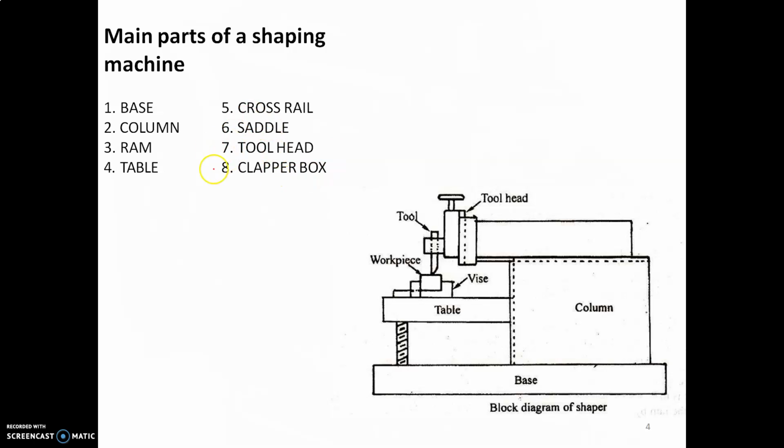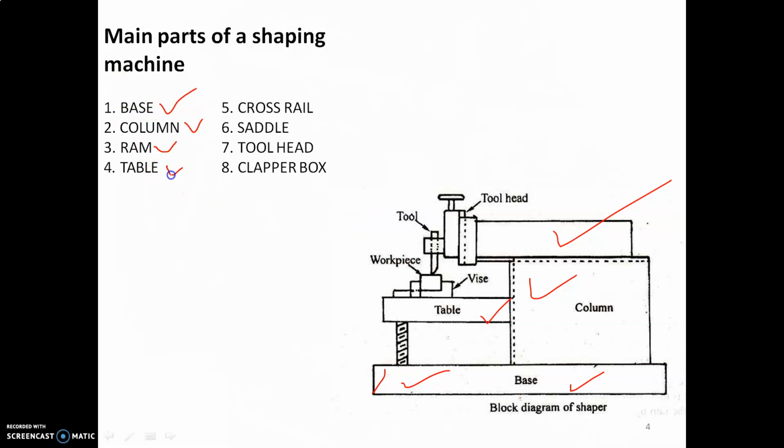The main parts of the shaper: the base, a rigid base normally made of cast iron, which acts as the support. The column is placed above the base, on the right side of the base. The column supports the ram and the table mainly, and it also absorbs vibration. So the base is the main part, and another one is the column.